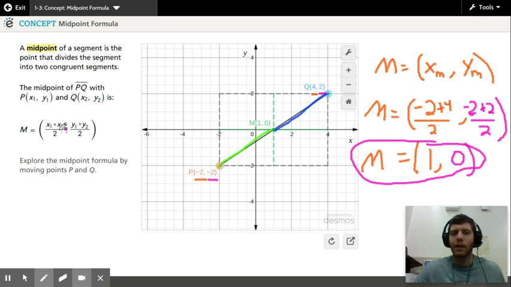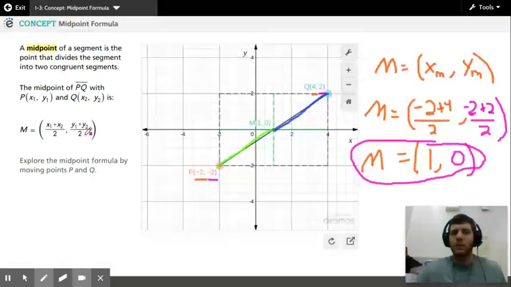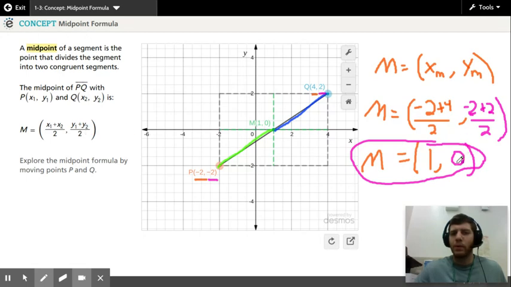So we're taking the average of the x values, right? The endpoints, the average of the x coordinates of the endpoints. That'll give you the x coordinate for the midpoint. We're taking the average of the y coordinates of the endpoints, and that'll give you the y coordinate of the midpoint. All right, let's look at the example question.